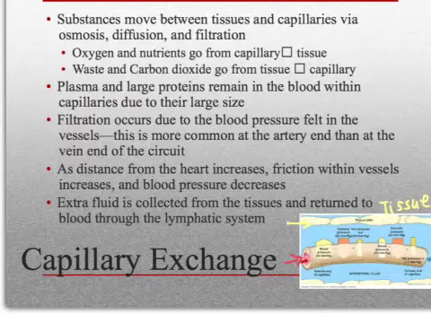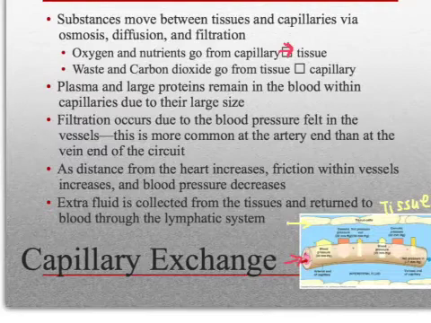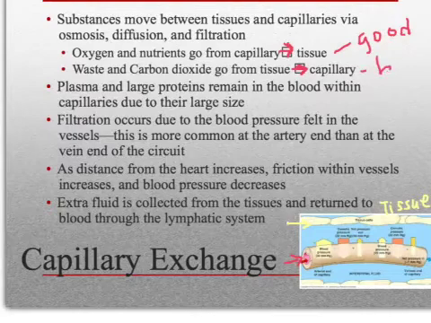So the substances are moving through processes that we talked about early on in the school year. We talked about osmosis and diffusion and filtration. The movement that's happening here is oxygen and nutrients, sugars and things like that, moving from inside the capillary to outside to the tissue. Waste products and carbon dioxide are moving from the tissues into the capillaries. So good things are being delivered to the tissue, and bad things are being picked up by the capillaries.